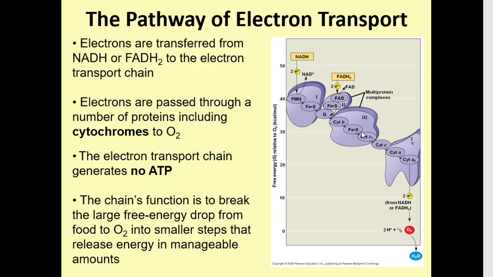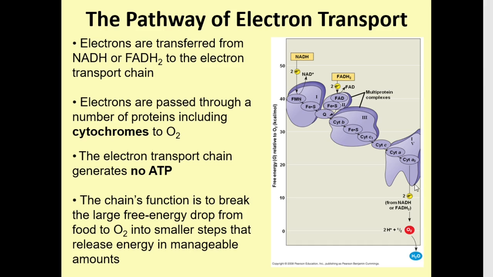As the electrons give off their energy as they move down towards oxygen, that energy is used to pump the hydrogen ions from the matrix up here into the intermembrane space, so the space between the membranes of the mitochondria. We'll get onto that on the next slide.